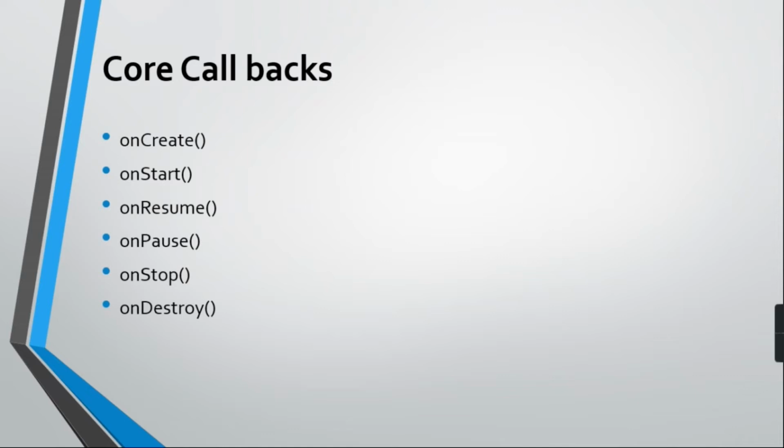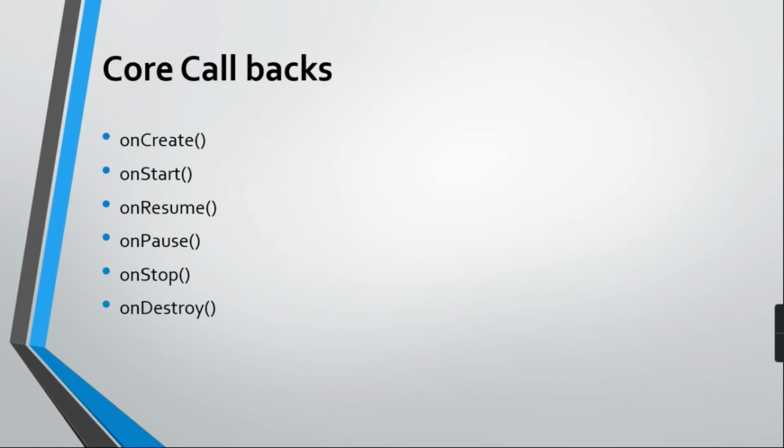Then after this, onResume is called. Finally, in this stage, our activity is visible in the foreground. So now the user can interact with our UI. The activity stays in this state until something happens that takes focus away, such as a sudden phone call or the user navigates to another activity, something like that.